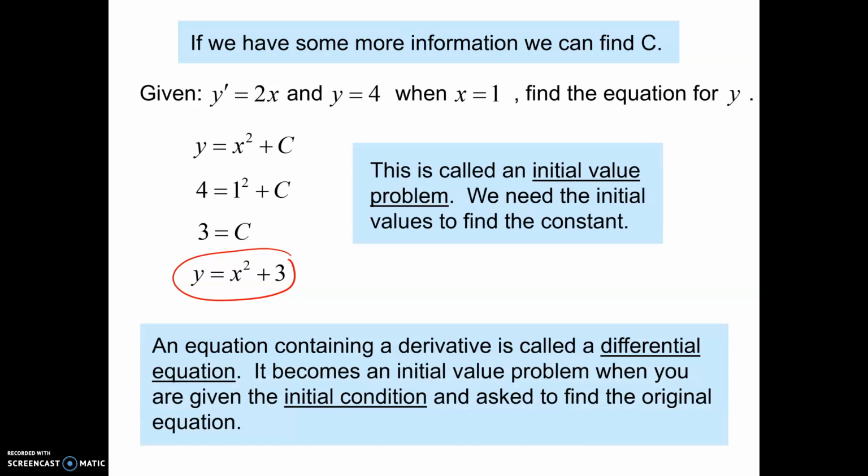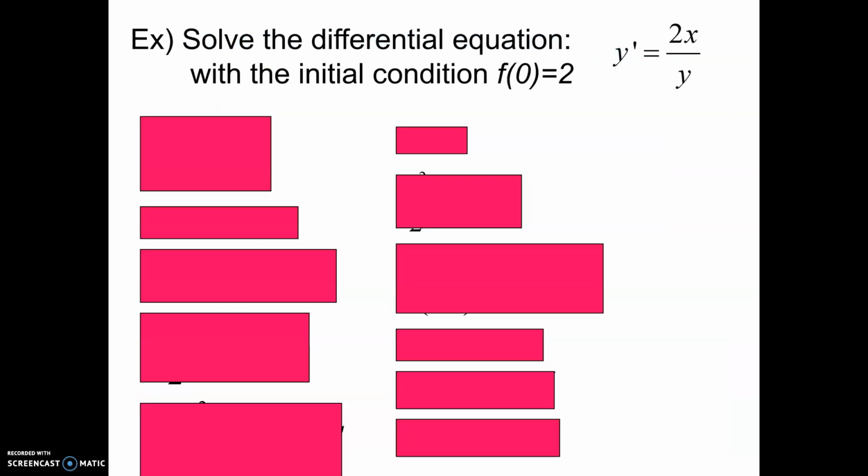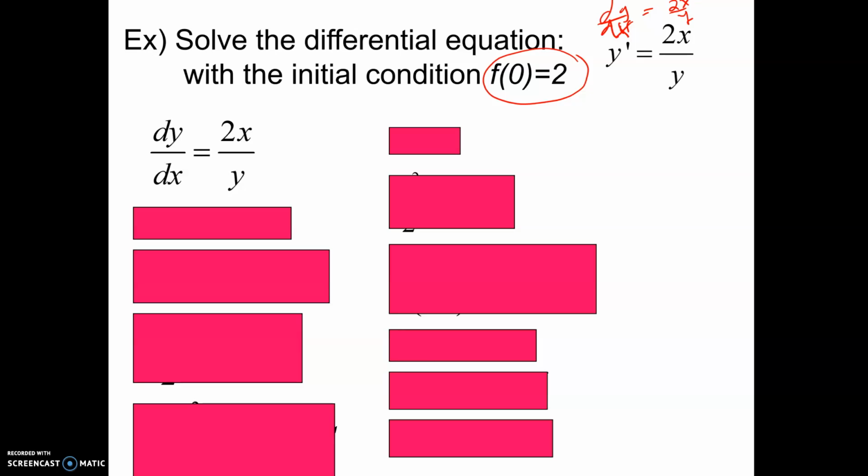All right. So it's called an initial value problem, and this is called a differential equation, and it becomes an initial value problem once I give you the initial condition. Okay, so this is what it's going to look like. A lot of times, instead of y prime, they're going to write dy dx equals 2x over y. So what we're going to do is use this initial condition later. First, I'm going to do what's called separation of variables.